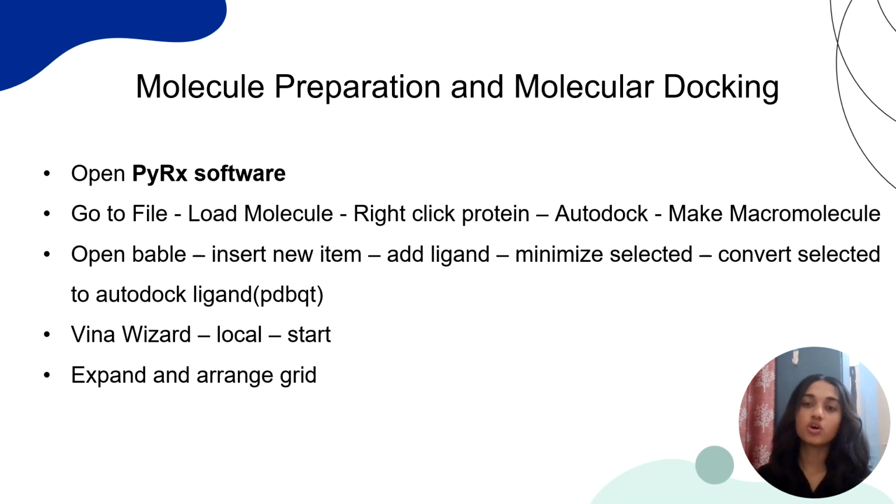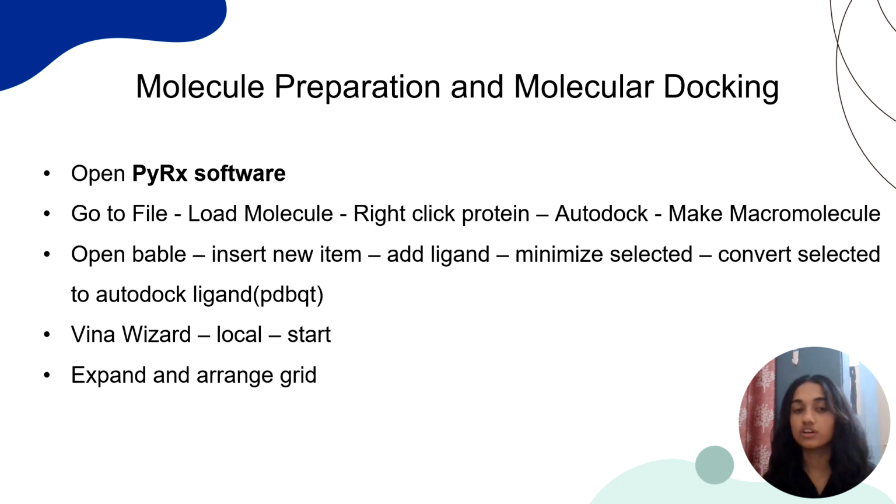Molecular preparation and molecular docking. Here we install PyRx software and go to File on the top left corner and click on Load Molecule. After loading the molecule, right click on the protein, then AutoDock followed by Make Macromolecule. Then we go to the second column on the top left side and open Vina Wizard, and insert a new item where we add the ligands. For each ligand we minimize the selected ligand and convert it to an AutoDock ligand, storing it in PDBQT format. Then click on Vina Wizard, select local and click on Start.